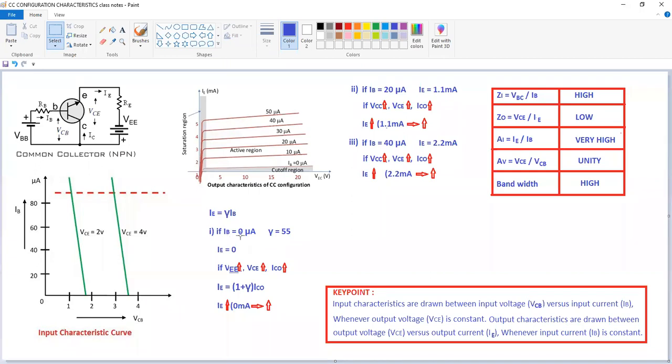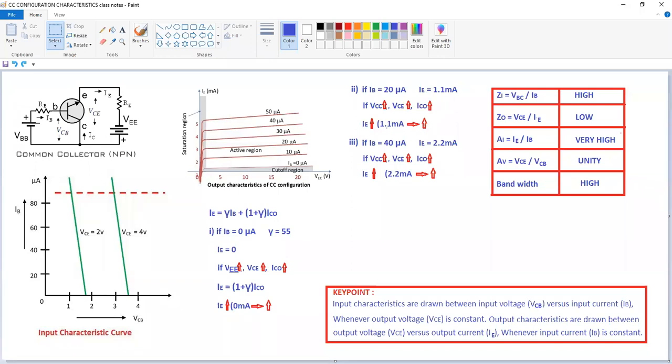Now I am considering this reverse saturation current. When you increase the output voltage across the supply, the output voltage across the transistor increases, and the reverse saturation current also increases. Because of this, IC increases from 1.1 milliamps to the remaining value.